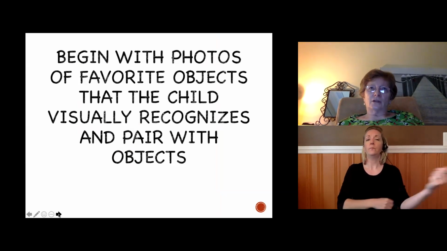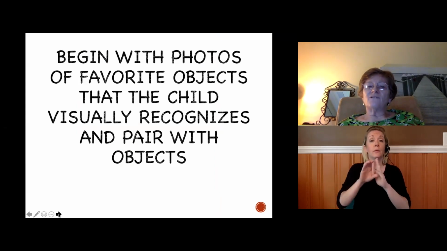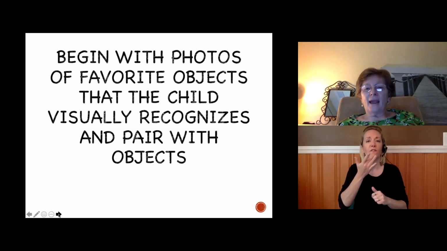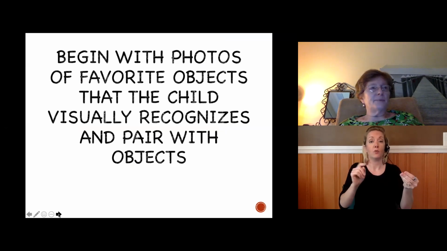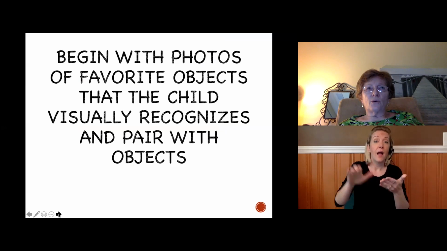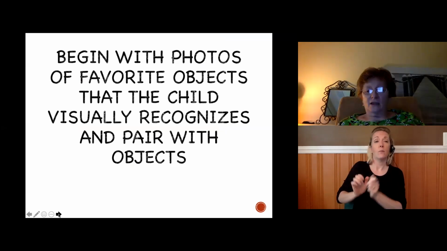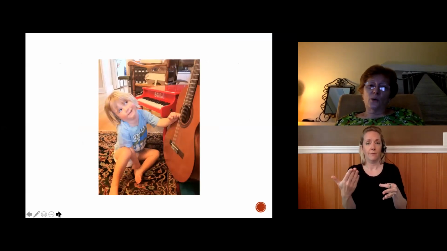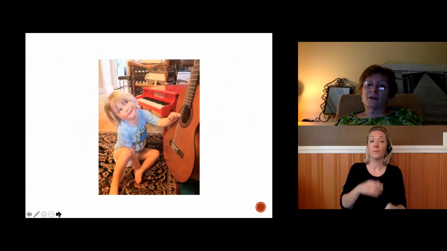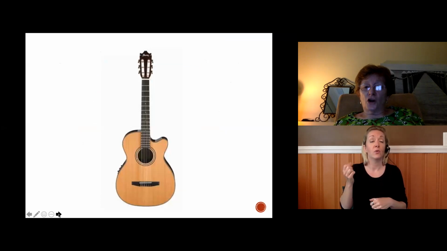So how do we start? I typically begin with photos of favorite objects that the child visually recognizes, and I'm pairing the photo with the actual object. So I take nothing abstract. I take a photo of the very, very favorite, most motivating, visually recognizable thing that the child knows. So this is Elizabeth, who loved the guitar and her daddy playing guitar. So one of the first photos for her is an actual photo of a guitar.